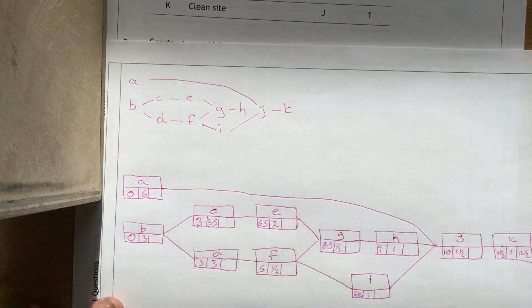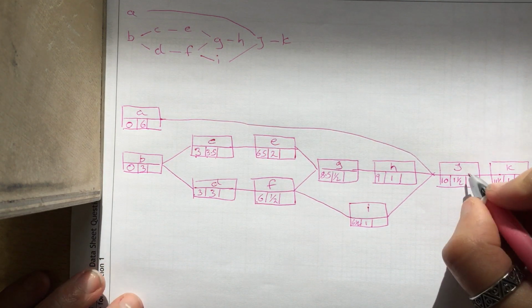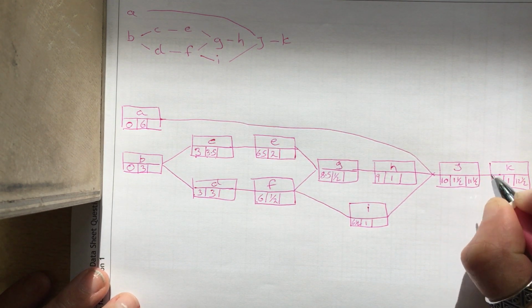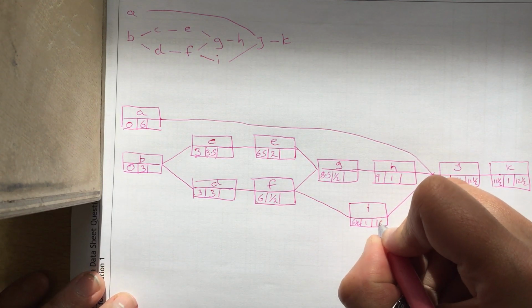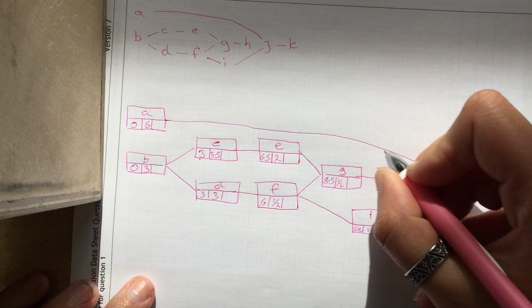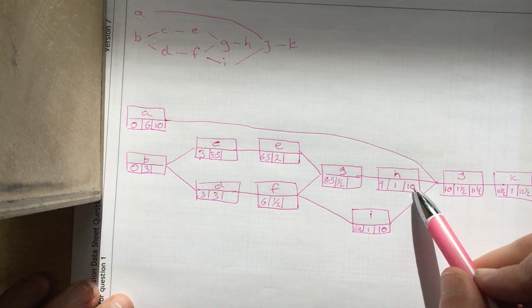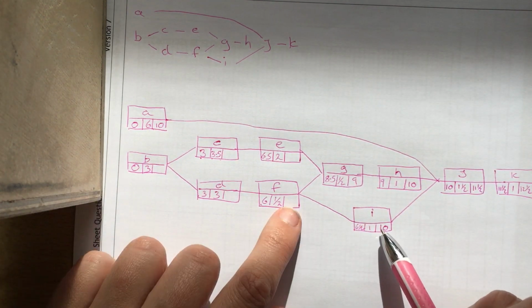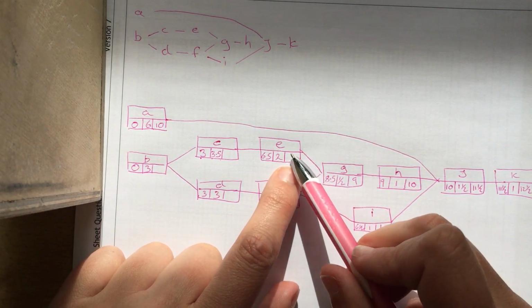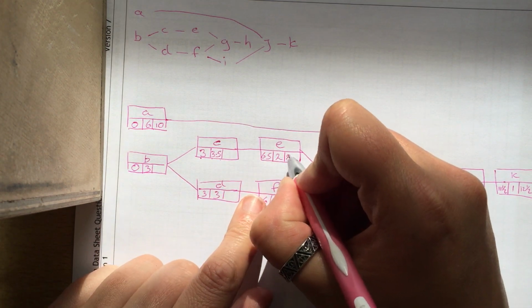We now need to do the latest finish time. So 12.5 take 1 is 11.5. Take 1.5 is 10, so that's going in there, and there, and there. 10 take 1 is 9. Okay, so these two. This one's quite simple. 9 take a half is 8.5.